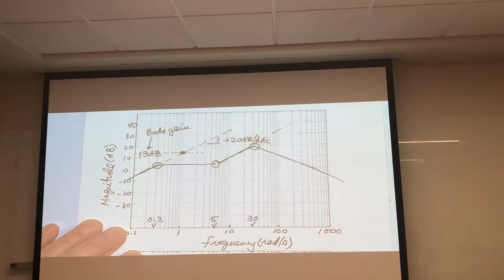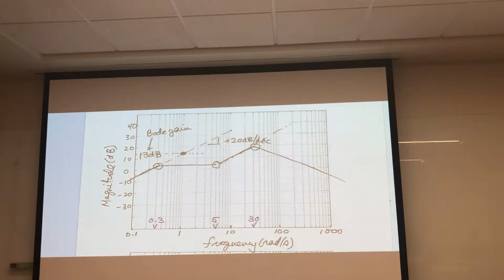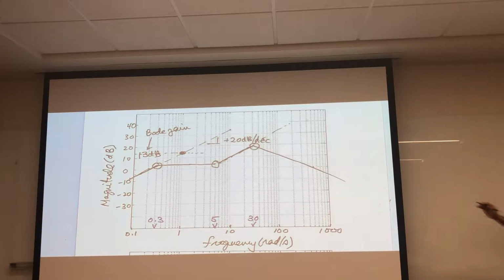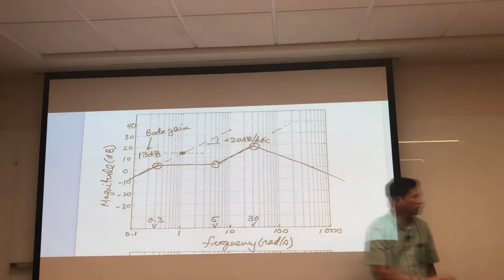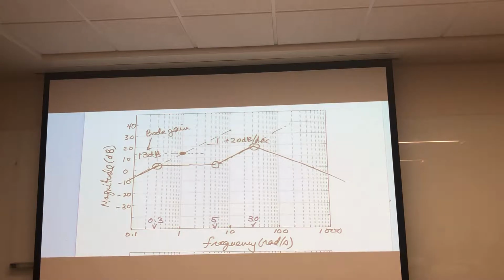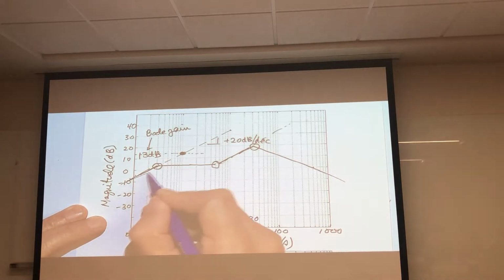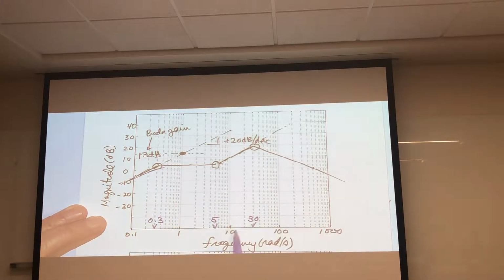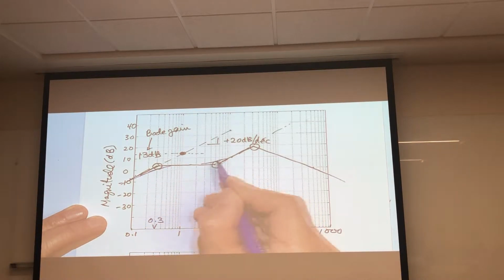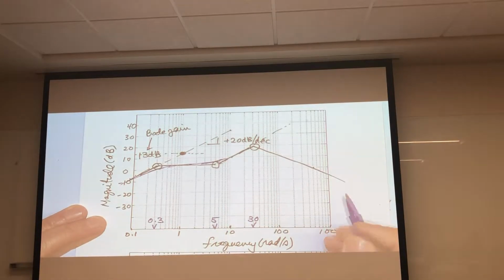Okay, so these are the asymptotic curves. The general shape is correct from a straight line perspective. The actual response, if I were to sketch it in, is probably going to look something like this, with a little bit of error here and a little bit of error here.